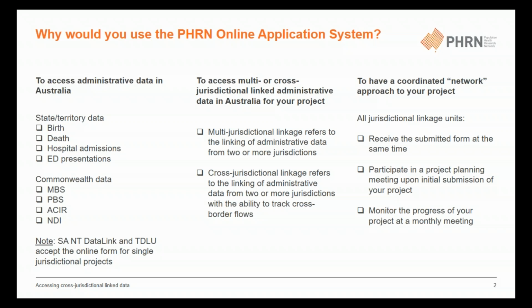And then you also might be wanting to access Commonwealth data, which is held at the AIHW. So you're looking at MBS, PBS, the National Death Index and the ACIR, so the immunisation register. And I've just made a little note on this slide as well that South Australia and the Northern Territory and Tasmania also accept the PHRN online application form for their single jurisdictional projects. But the majority of users will be using the online application system to access multi or cross-jurisdictional linked data.